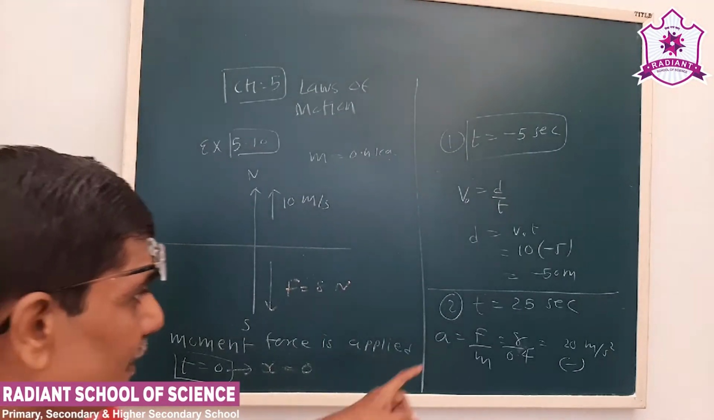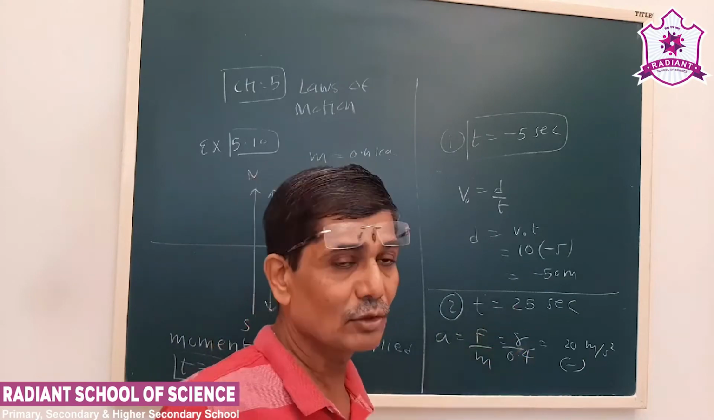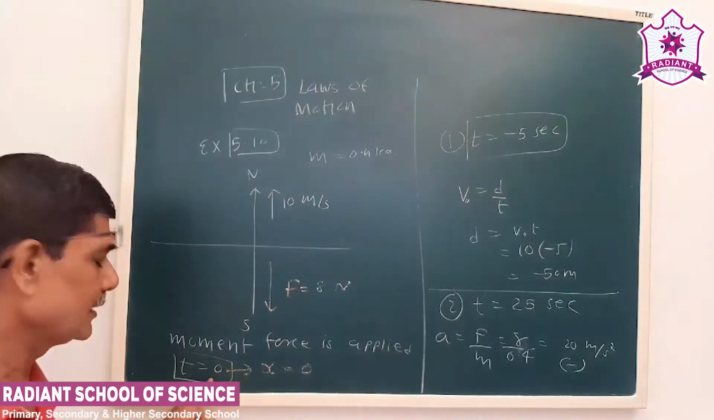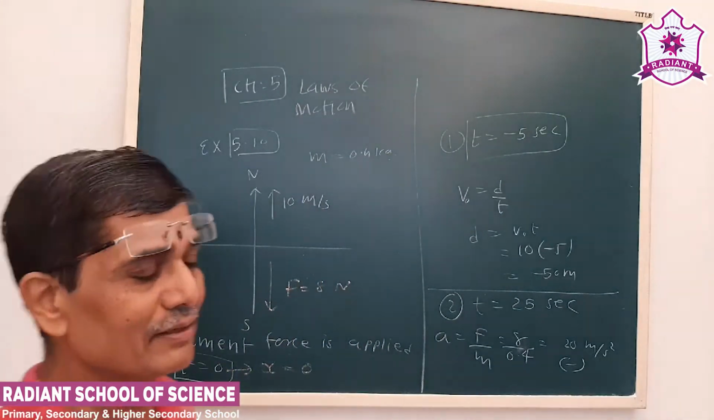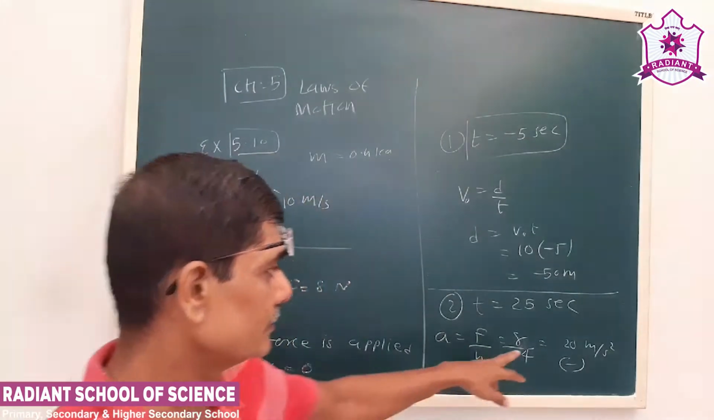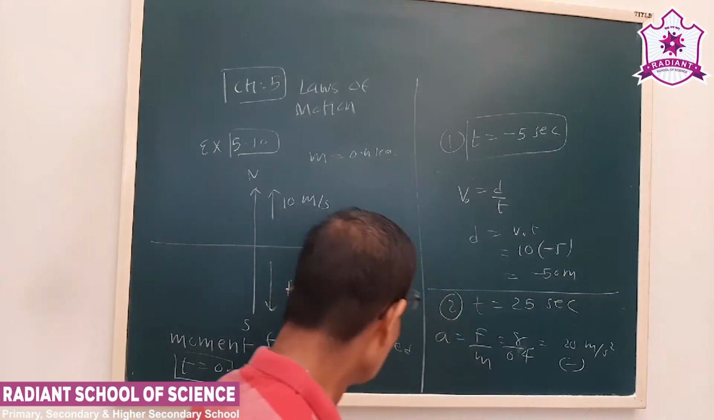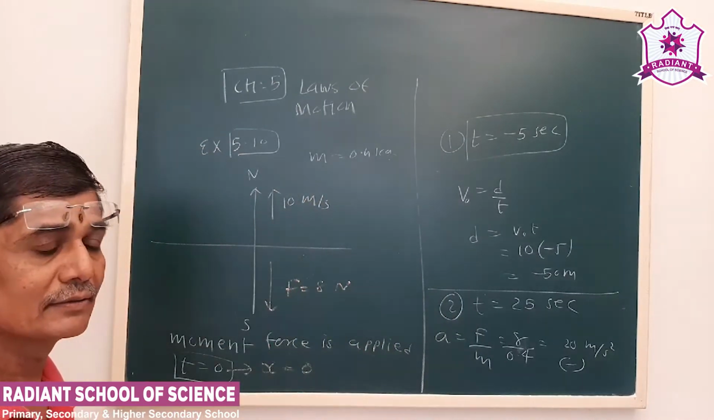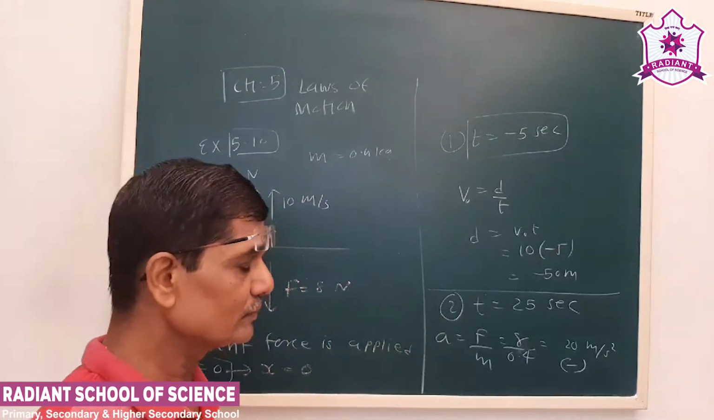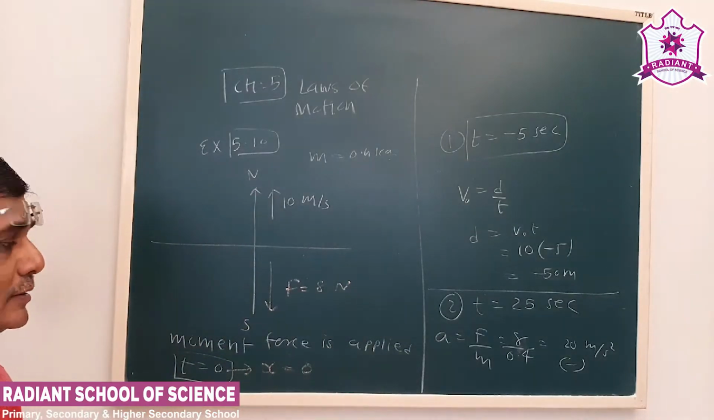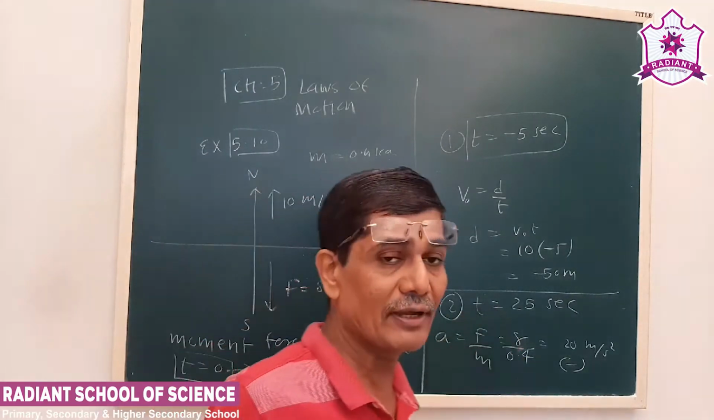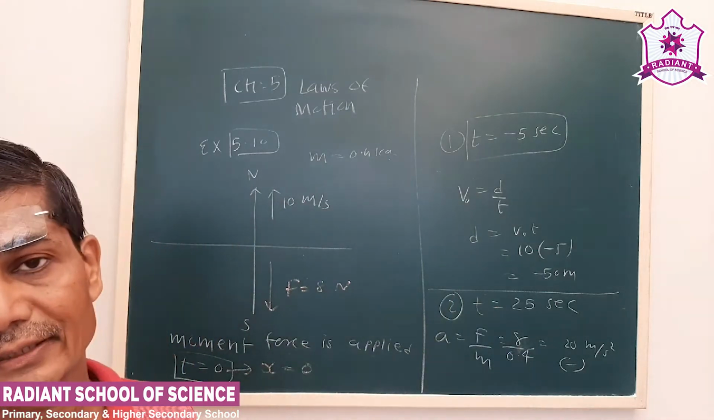So now secondly, t is equal to 25 seconds, that is after t is equal to 0. So that means that it moves with a constant retardation here, and initial velocity will be 10 meter per second and time is 25 seconds. So during t is equal to 0 to t is equal to 25 seconds, it has moved with a constant acceleration.